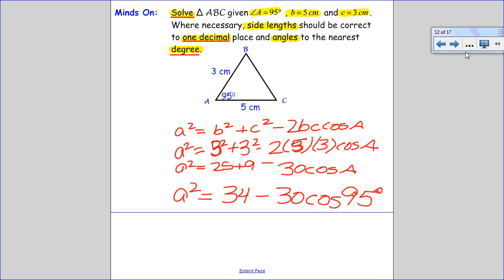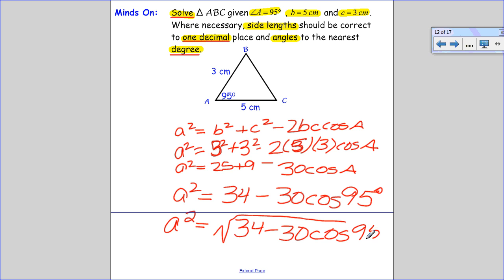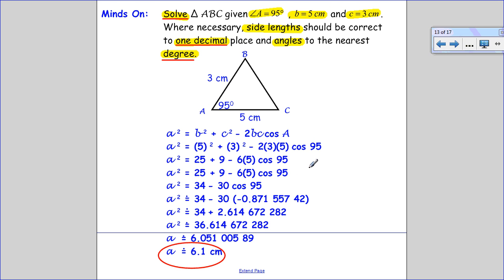Now, when I use my calculator, I need to be really careful because if I'm not careful, I will end up with errors. So 34 minus 30 cos 95, I have to square root both sides. And obviously, I made a mistake here. I'm not subtracting 30 from 34 because there is multiplication between this 30 and the cos 95. So I have to deal with that first. And I'm going to use my handy dandy calculator for that. I have to evaluate the cos 95.